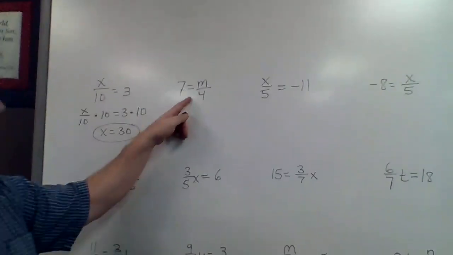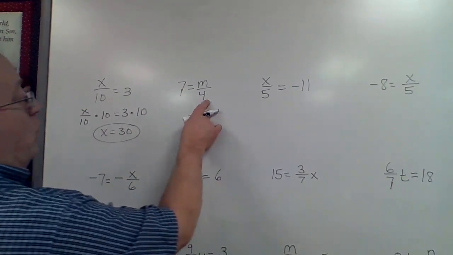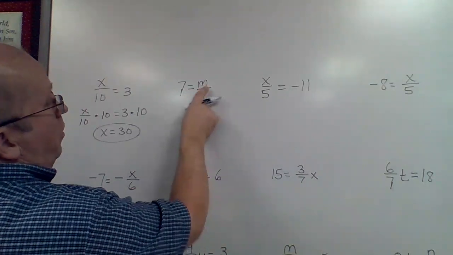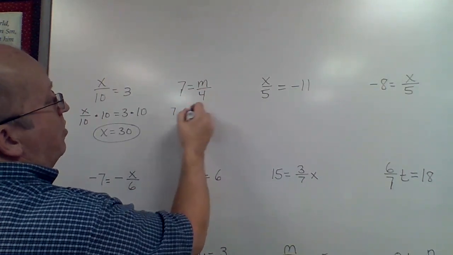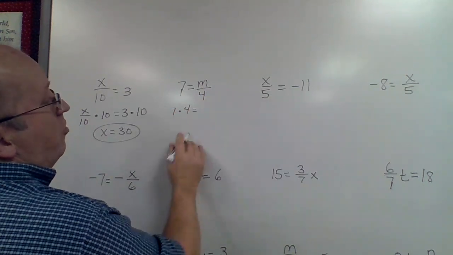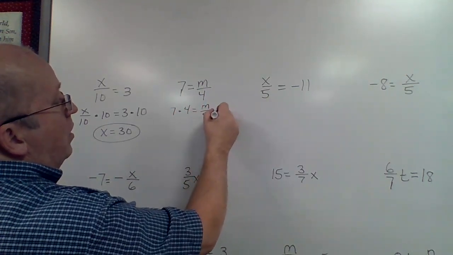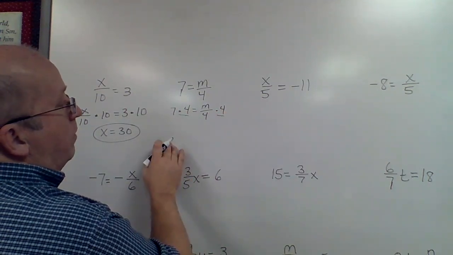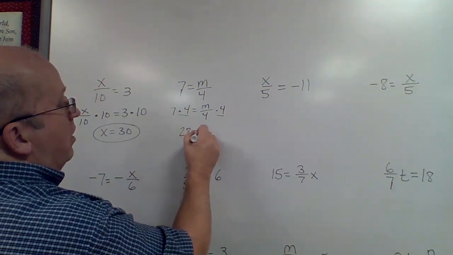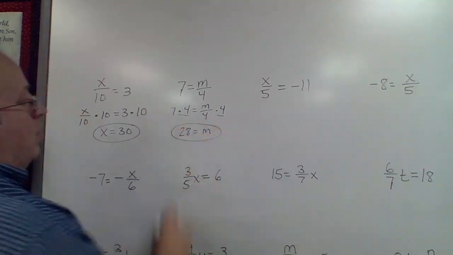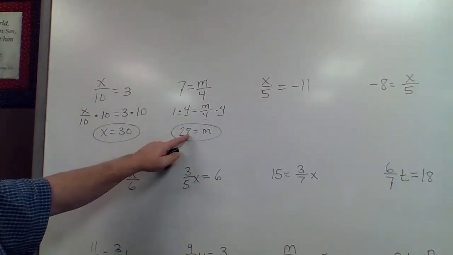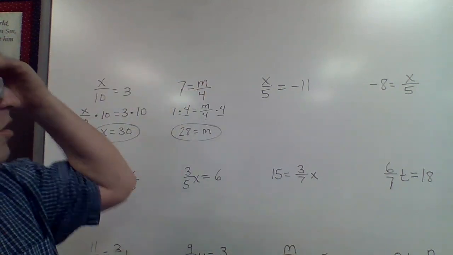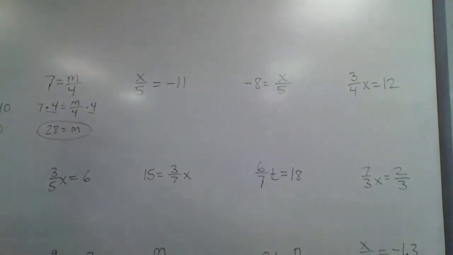Let's go to this next one. 7 equals m divided by 4. The m divided by 4 is on the right-hand side of the equation. How do I get m by itself? I'm going to do the opposite of dividing by 4, which is multiplying by 4, and we're going to do it to both sides of the equation. See that? We're multiplying by 4 on both sides, and we get 28 equaling the value of m. Let's see if it works. Let's take this 28 and put it right here. Is 28 divided by 4 equal to 7? Yes, it is.